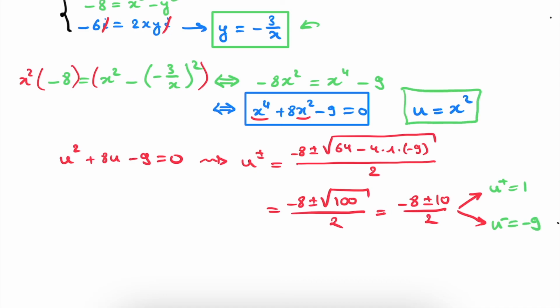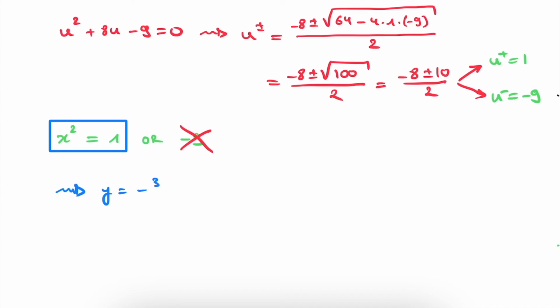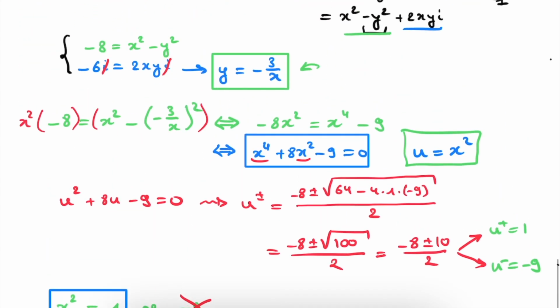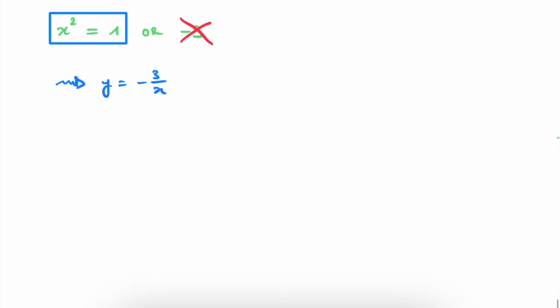Remembering that u was equal to x squared, we get two solutions for x squared. We have x squared being equal to 1 or equal to minus 9. And because x is a real number, x squared cannot be negative, so we can discard this solution. And this means that x squared is equal to 1, or x is equal to plus or minus 1. Remembering now that y was equal to minus 3 divided by x, which we got from this equation right here, we find our solutions for x and y.